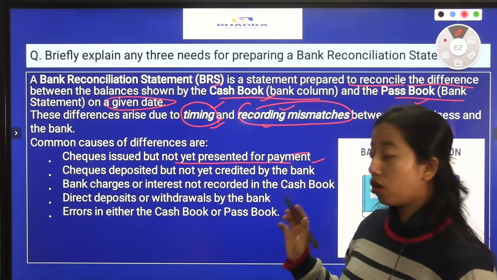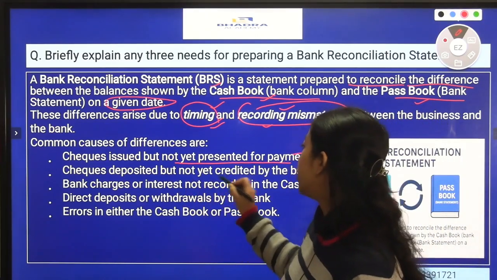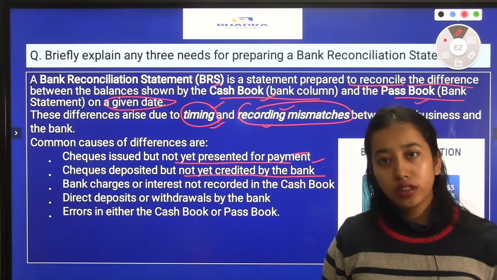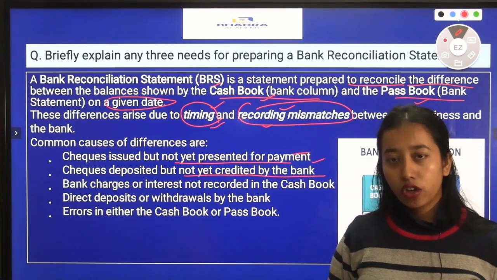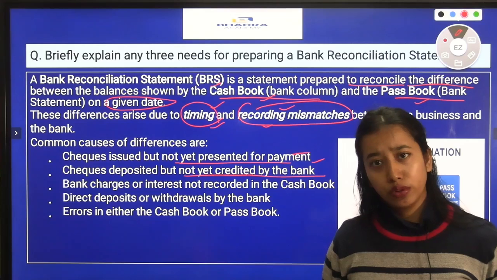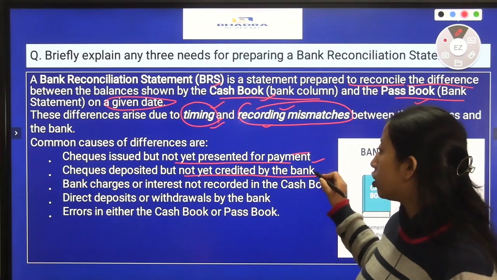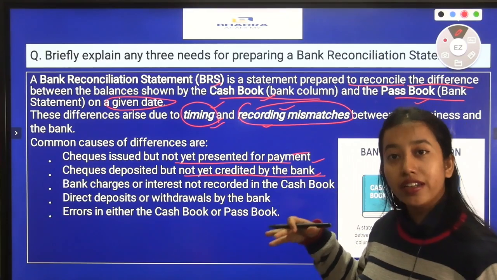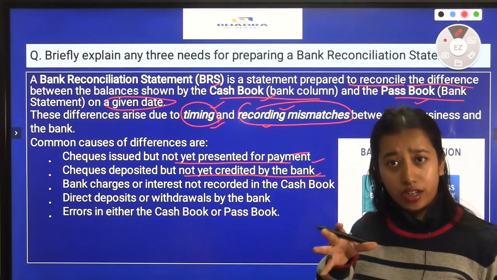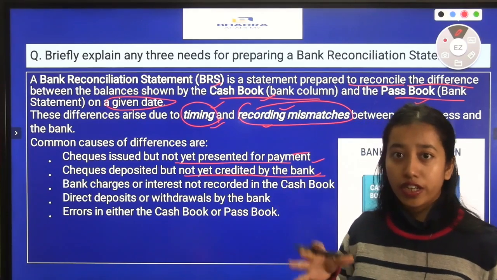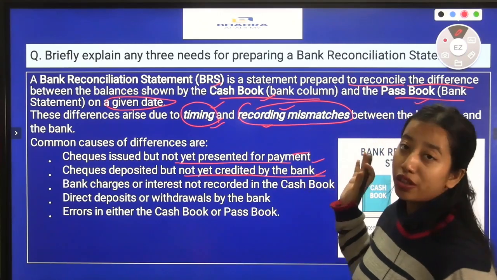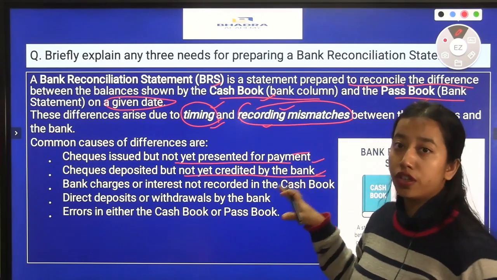The next cause of difference is checks deposited but not yet credited by the bank. When a check has been deposited by the business to the bank, the business will immediately record it in their books. However, if the bank does not credit that amount yet, the bank does not record that amount. So there will be a difference in the passbook and the cash book, and this becomes another reason for mismatches.